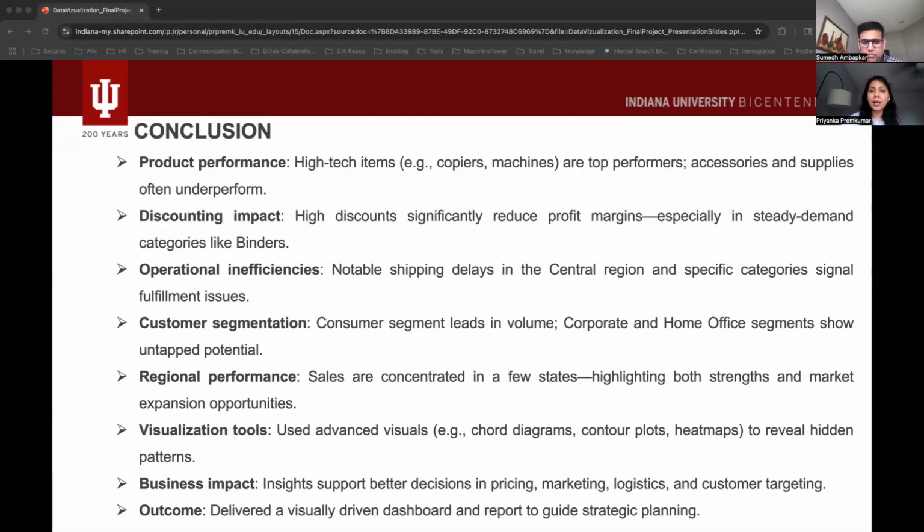Advanced visuals like chord diagrams, sunbursts, and contour plots help uncover deeper patterns to guide smarter pricing, marketing, and fulfillment decisions.